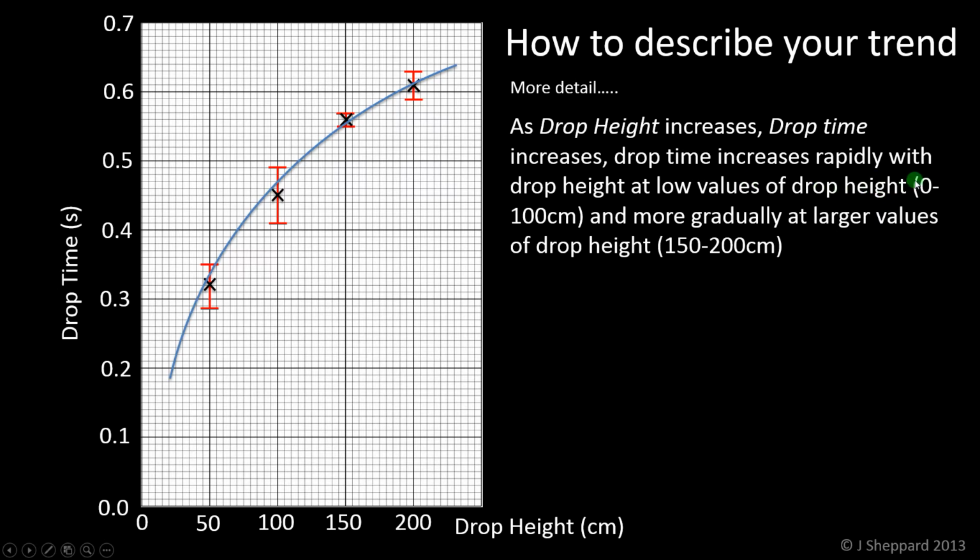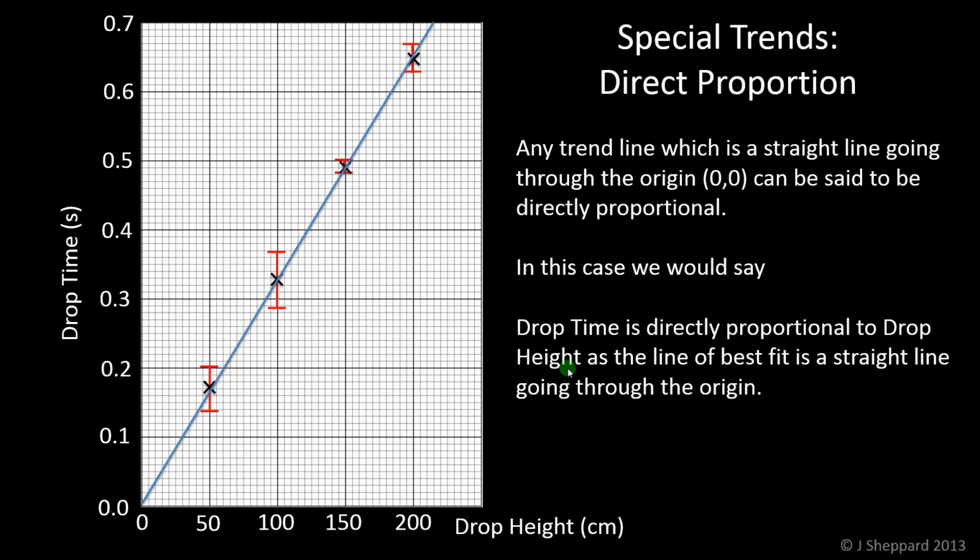So at low values of drop height, 0 to 100 centimeters, the increase is quite rapid, and at high values of drop height, 150 to 200, the increase is much more gradual. That's a much more detailed description than just saying as one increases, the other increases. There are also a couple of special trends that you should be aware of, the first of which is a direct proportion. Any trend line which is a straight line going through the origin, or very close to the origin, because unlikely it'll be completely through it, can be said to be directly proportional.